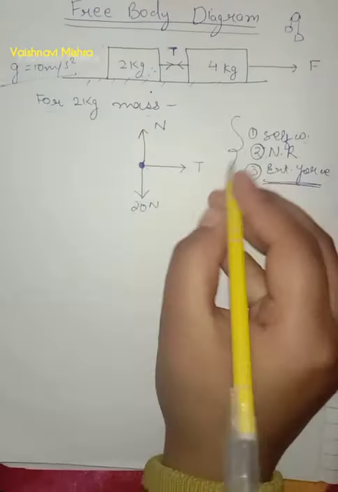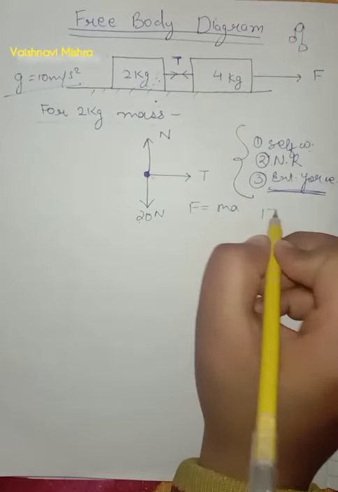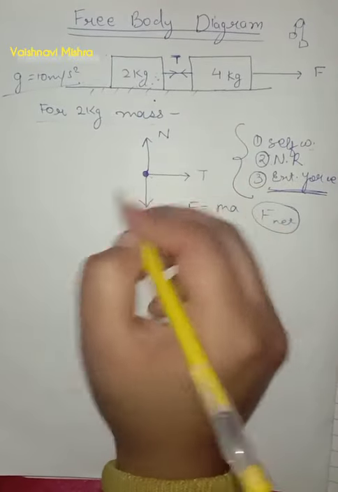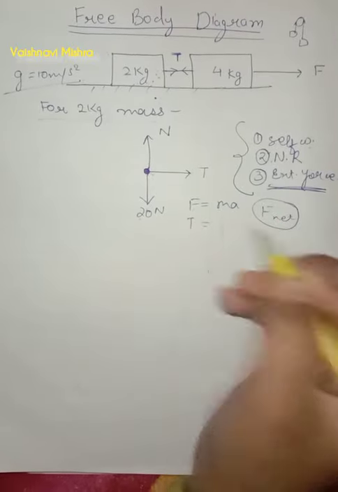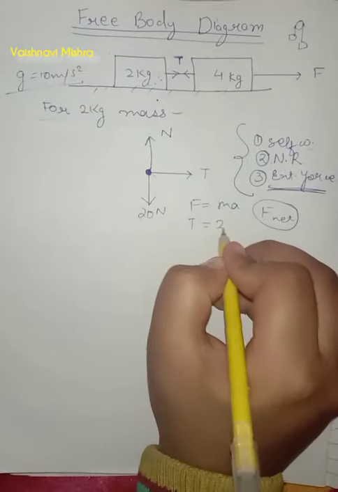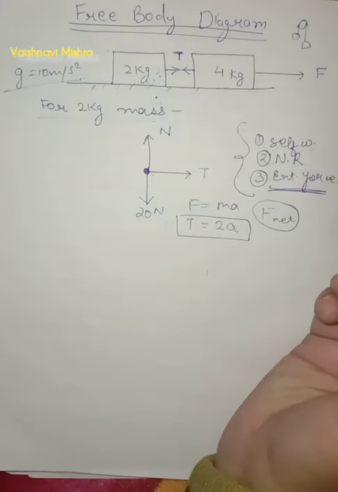Now if we apply F equals m a, here F stands for F net, meaning the net force acting on this body. The net force acting on this body is T. T equals the mass 2 kg times the acceleration, which we are taking as a. So T equals 2a is the equation.